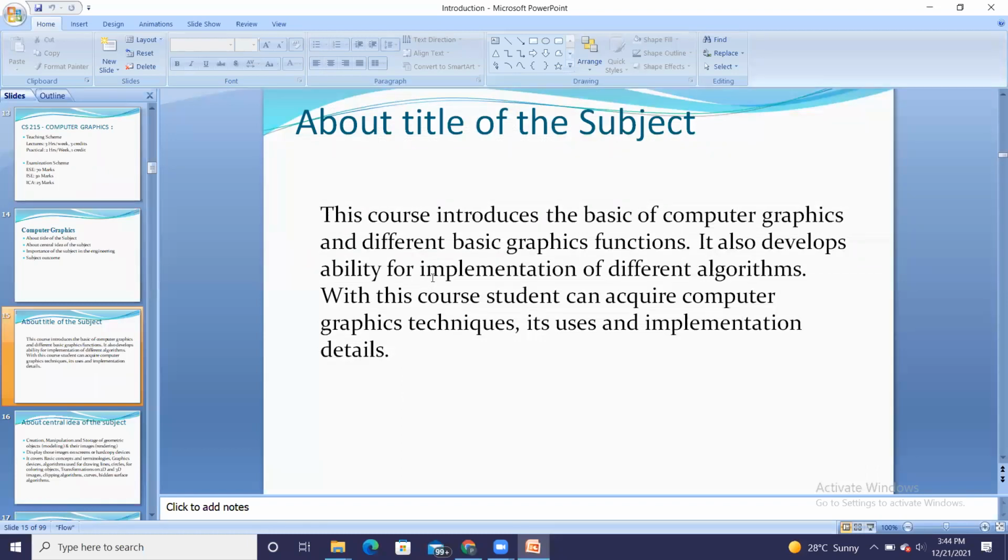About the title of the subject, this introduces the basics of computer graphics and different basic graphics functions. It also develops the ability for implementation of different algorithms. With this course, a student can acquire computer graphics techniques, their uses, and implementation details. So here we are going to focus on 3 things: the different techniques, uses, and algorithms, and their implementation. So in this CG, we are going to learn all these things.